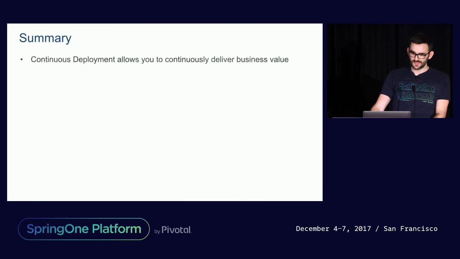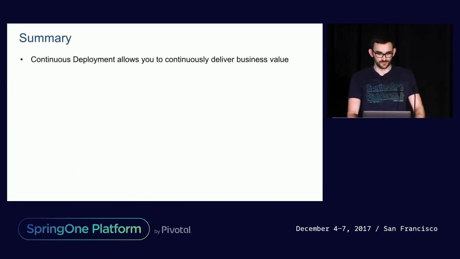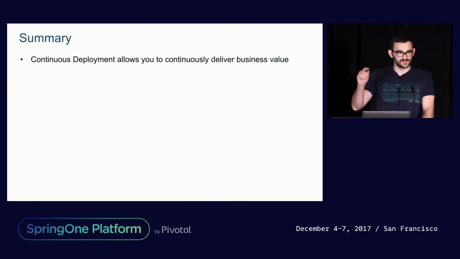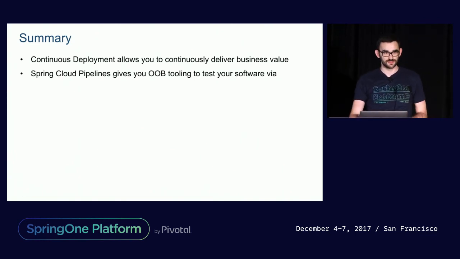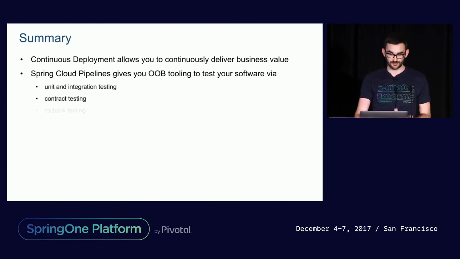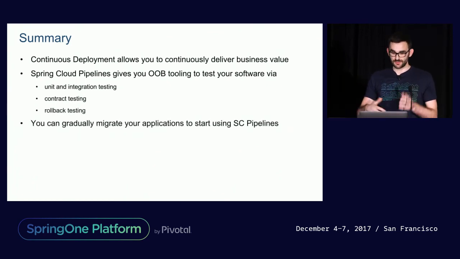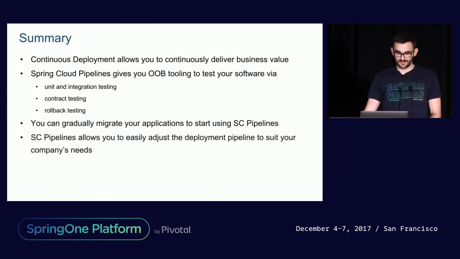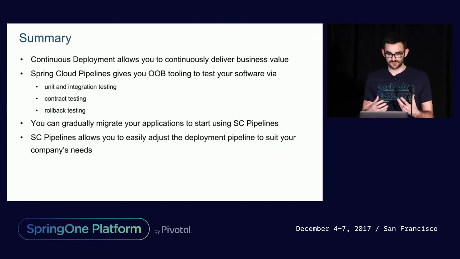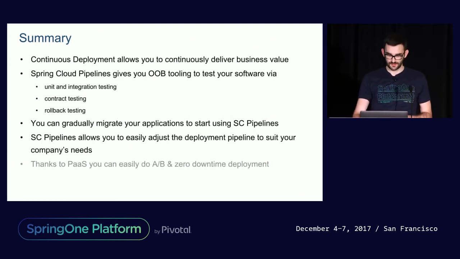So, summary. With continuous deployment, we have managed to continuously deliver business value. Business value equals our wages. Remember this. Spring Cloud Pipelines gives you out-of-the-box tooling to test your software via different testing strategies, like unit, integration, contract, rollback. And you can gradually migrate your application to start using Spring Cloud Pipelines. It wasn't a lot of work, right? So it's feasible. And since everything is using Bash, it's easy to adjust it to suit your company's needs. And thanks to the platform, you can do A/B and zero downtime deployment without any issues.